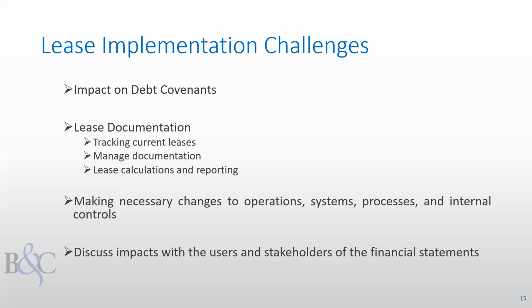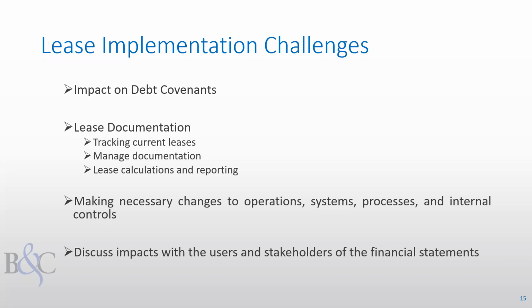So the first is the impact on debt covenants. Most of the banks are aware, if you have debt covenants, they're aware of this lease standard. However, it's still important to communicate to them what leases you may have and what the effect is going to be on the balance sheet, so that they can be prepared for how this will change the debt covenants. Because as I mentioned, you do have a lease liability, both long-term and current portion, which can have a significant effect on many of the debt covenants.